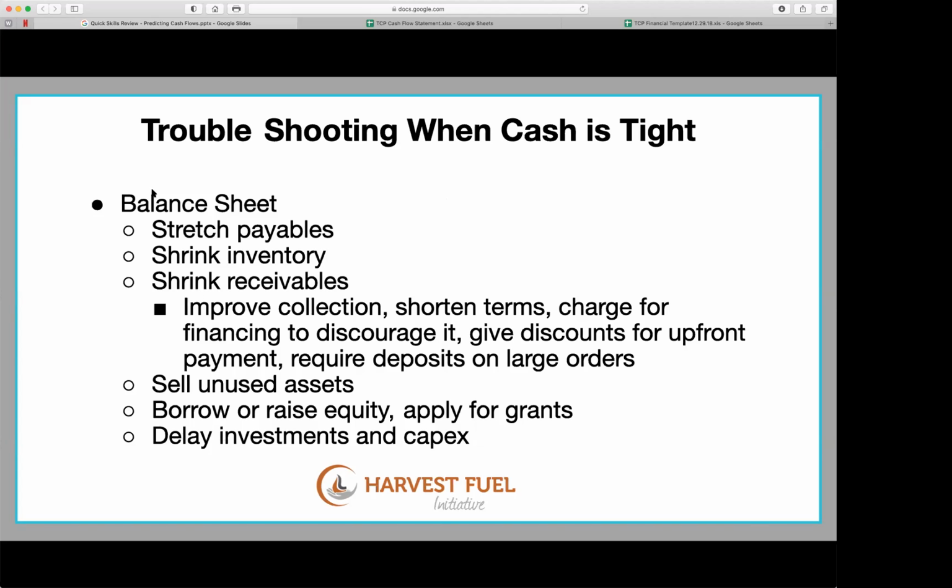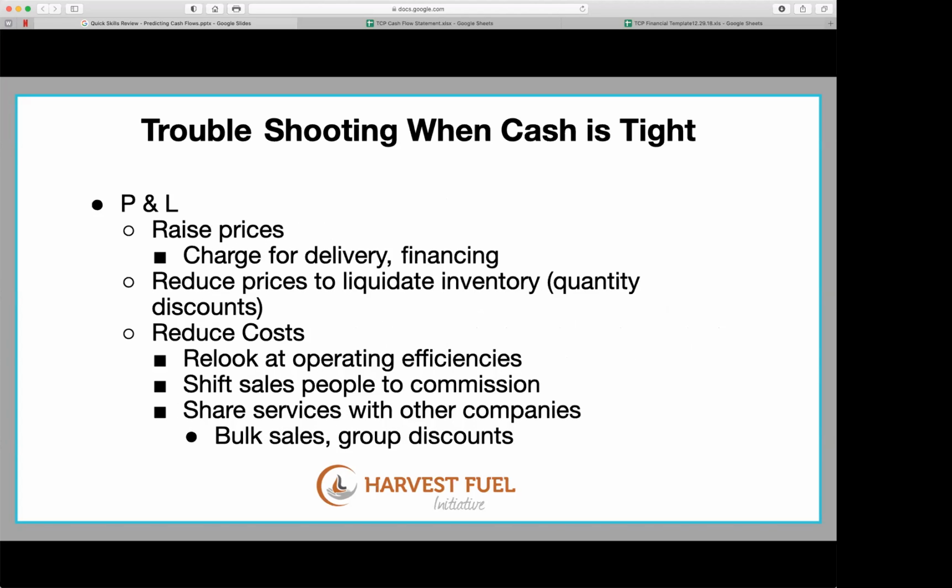All right. Beyond the balance sheet, there are also ways to raise cash that are related to sales and expenses. You can always raise prices, and maybe you can't explicitly raise prices, but you can charge for delivery or charge for financing.